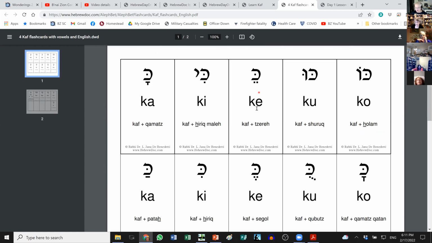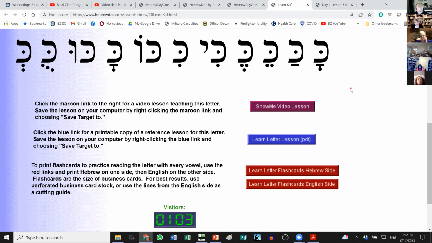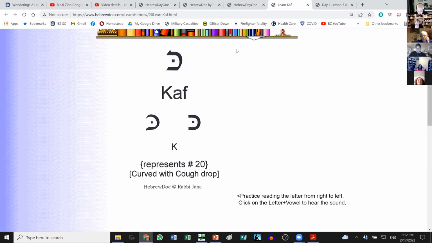this is the English side, and it's got the lines on it so that if you print them double-sided or back-to-back, however you have to do that, then you will have flashcards to use of every single consonant with every single letter. And let me just tell you, that's a lot of flashcards, hundreds, if you did them all. Just reminding you that this is one way of learning it.